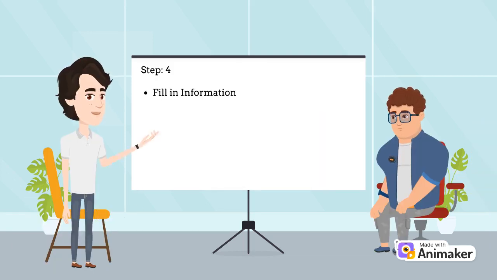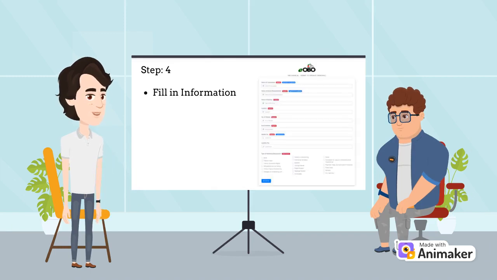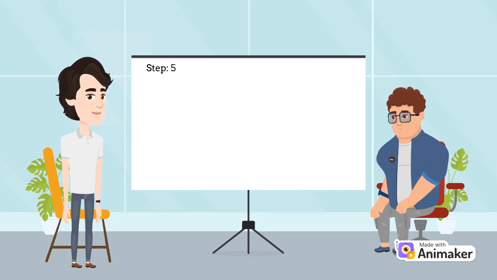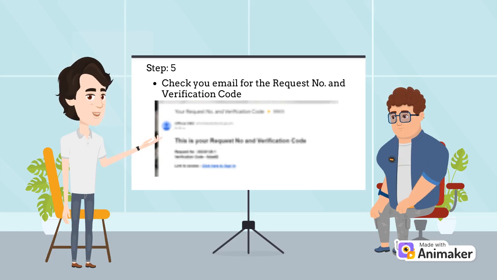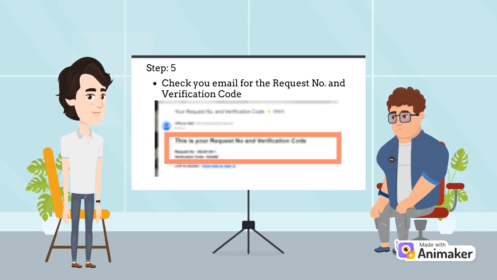Step 4. Fill in information, such as name of building, name of corporation, location, email address, mobile number, and type of machinery you want to apply. Step 5. After submitting necessary informations, check your email for the request number and verification code.